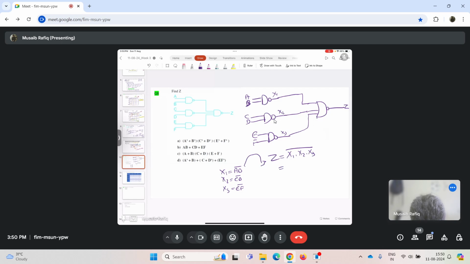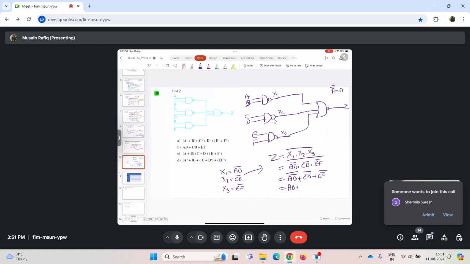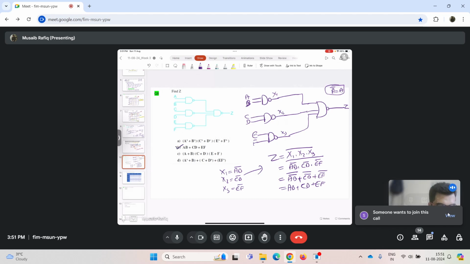Plugging these values here, it will be AB bar dot CD bar dot EF bar whole bar. Now using De Morgan's law, it will be AB bar whole bar plus CD bar whole bar plus EF bar whole bar. So AB bar whole bar is simply AB, using this property: A bar whole bar is A. So the result is AB plus CD plus EF. So this is option B as rightly written out by most of you.